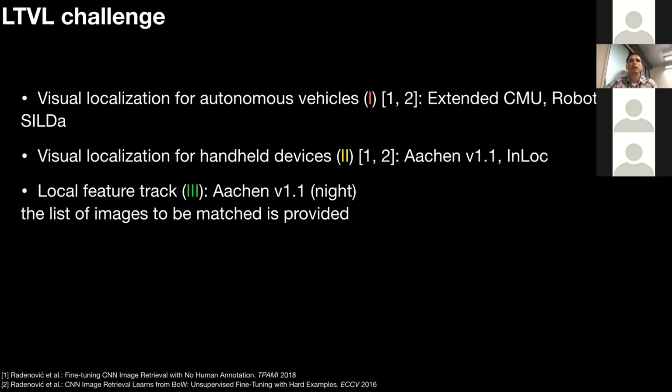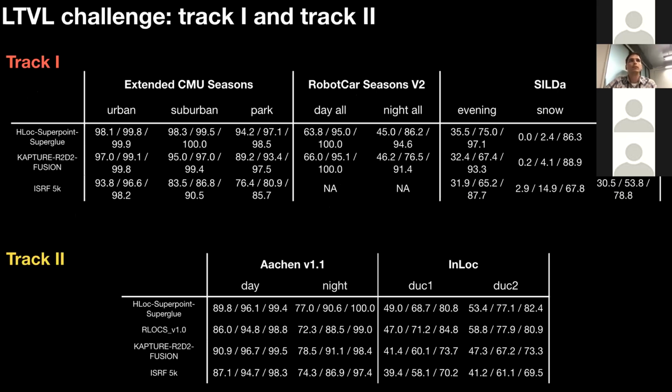With this trained model, we entered the long-term visual localization data challenge. The challenge consists of 3 tracks covering different challenging data sets. The goal of the challenge was to estimate the 6-degree-of-freedom camera pose for each query image of the data set. In contrast to the local feature track where the list of images to be matched was provided, for the first 2 tracks, we were free to use any global image descriptor to find the closest database images for each query. For the first 2 tracks, the results obtained by our model were not that great.